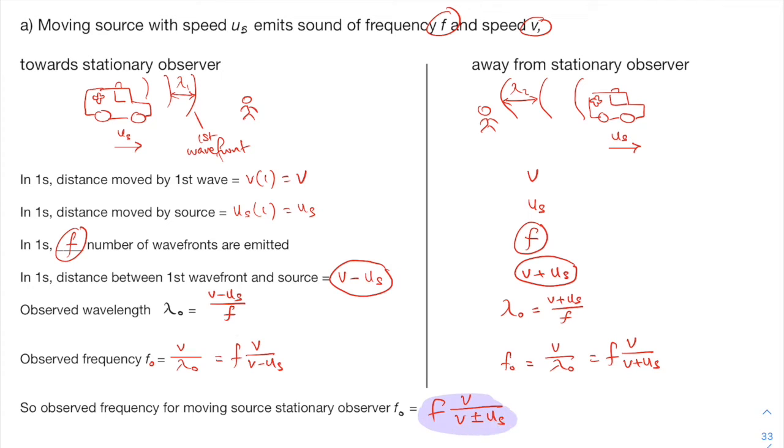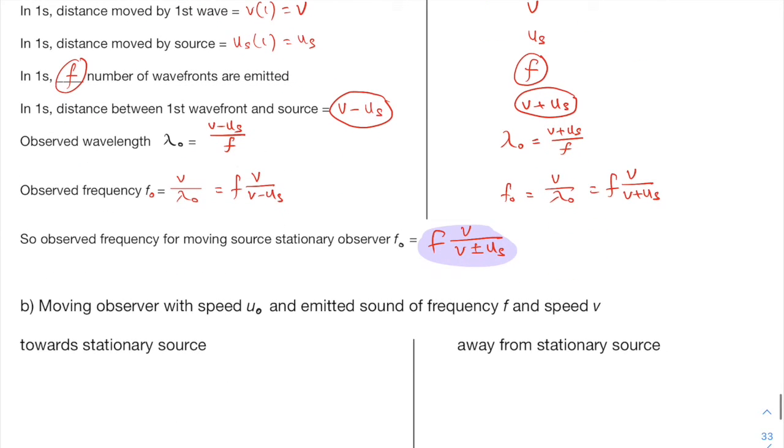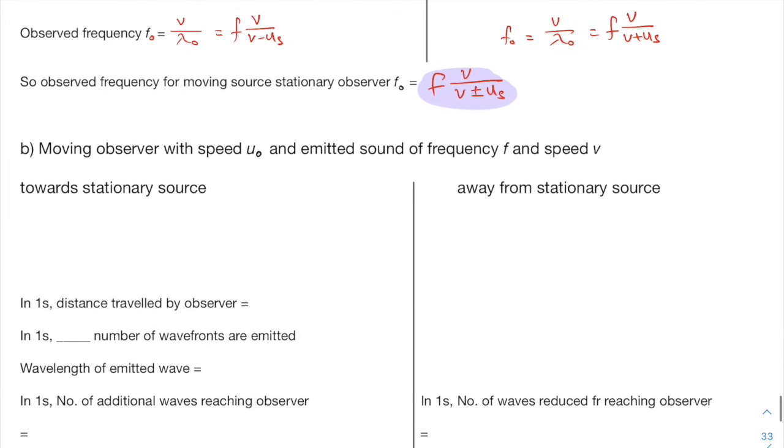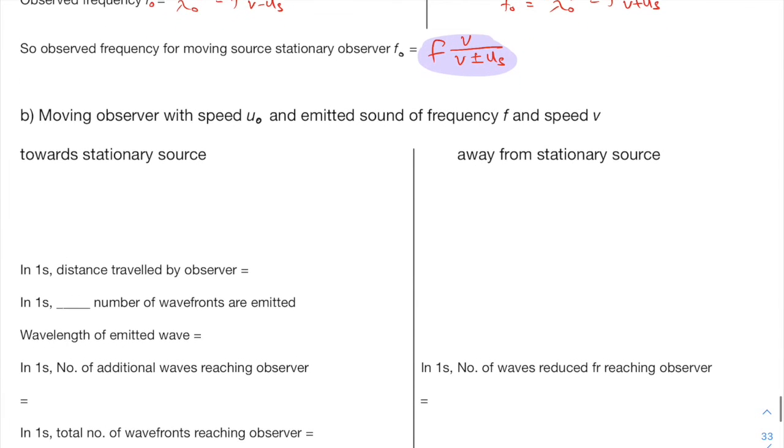Okay, so this is the equation for a moving source. Let's move on to the second scenario: a moving observer with a speed u, in this case O. O stands for observer, and the sound emitted is of frequency f and speed v. There are two cases for this scenario again. One is the moving observer moving towards the stationary source. The next is the moving observer moving away from the stationary source.